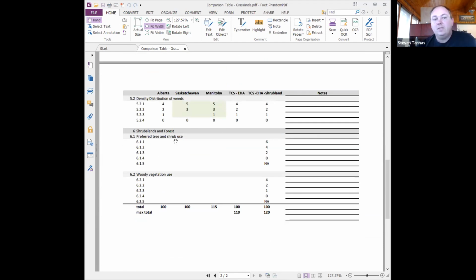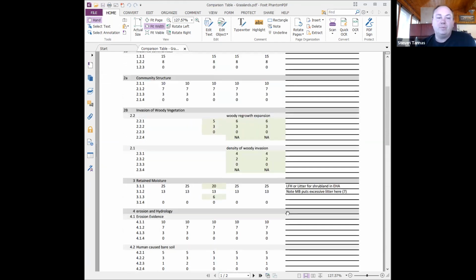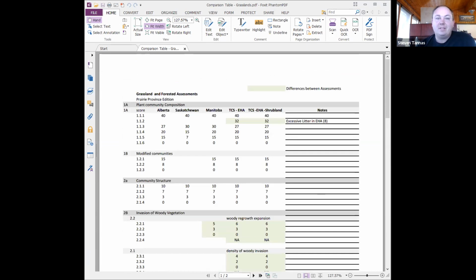And then we talked a little bit about adding the shrubland use or woody use in shrublands. And this first question wasn't preferred trees and shrubs, it's recruitment of the trees and shrubs. Are they actually repopulating? Do you have seedlings, saplings? And this is the actual use. So that was our breakdown on that.